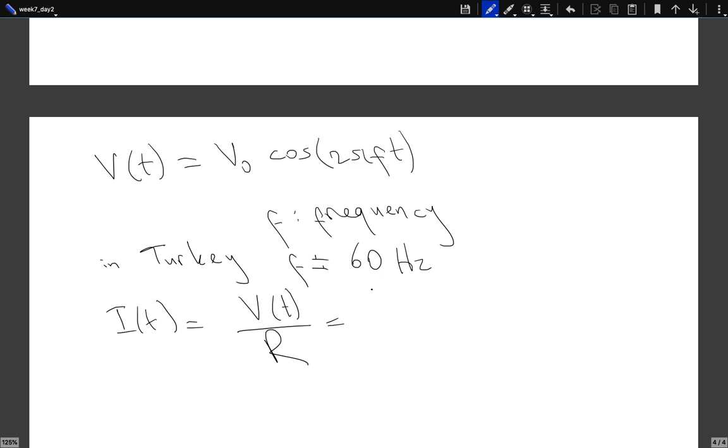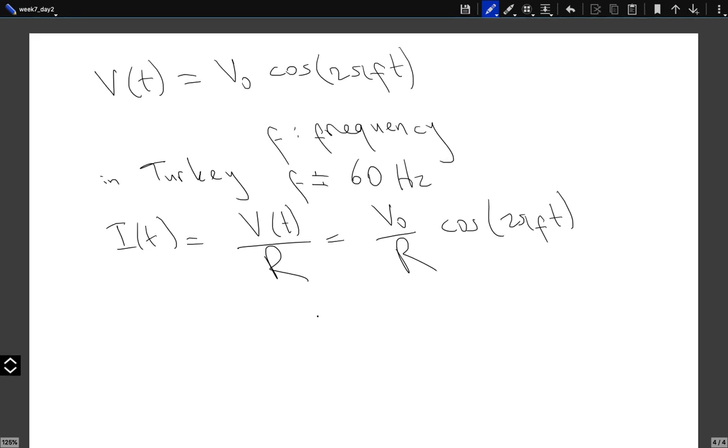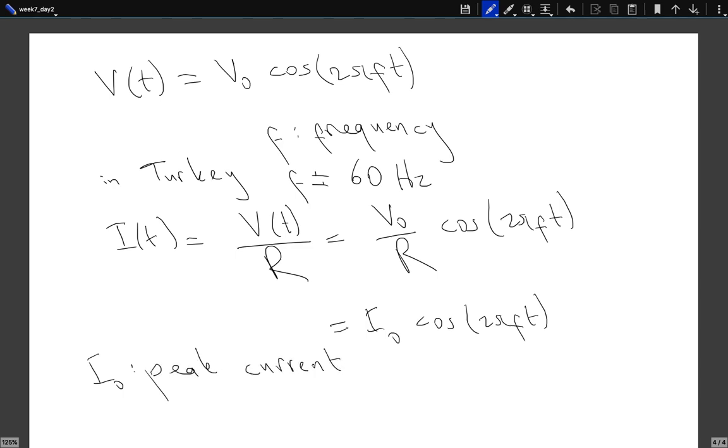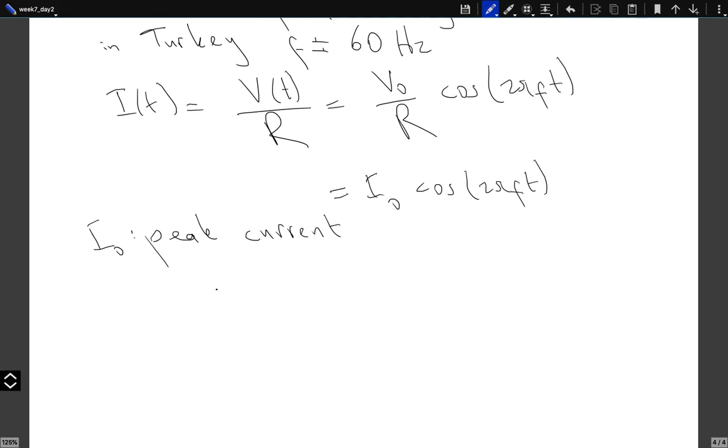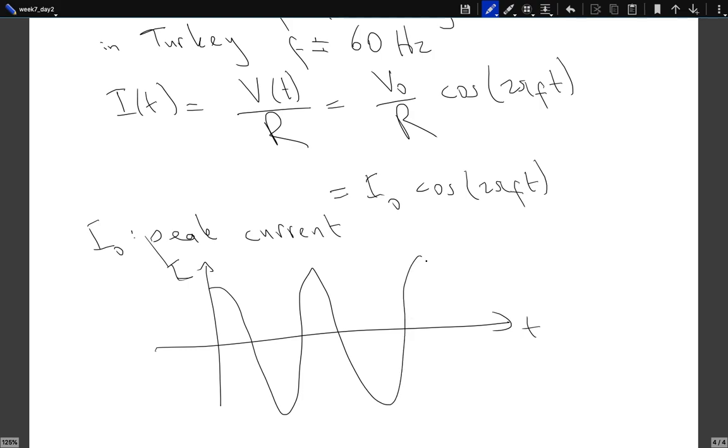Now the current will also be changing. We can still use the same expression. This will be V over R. So it's V0 over R times cosine 2 pi f times t, or I0 times cosine 2 pi f times t. This I0 is what is called the peak current. It's the maximum value of the current. It doesn't always have the same value. It goes up and down. It even changes direction.